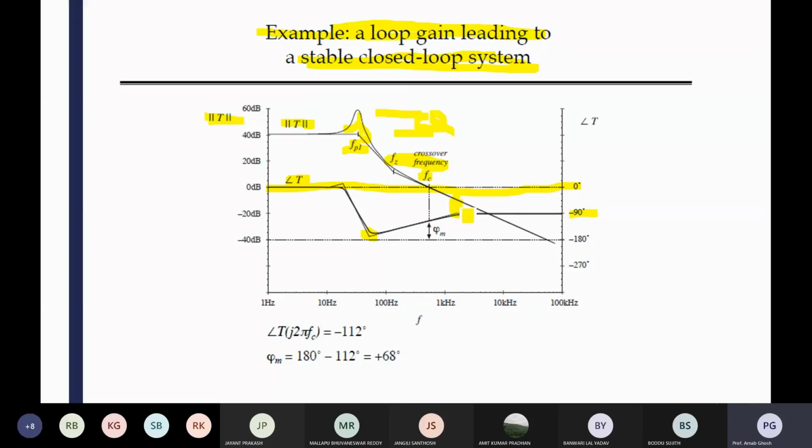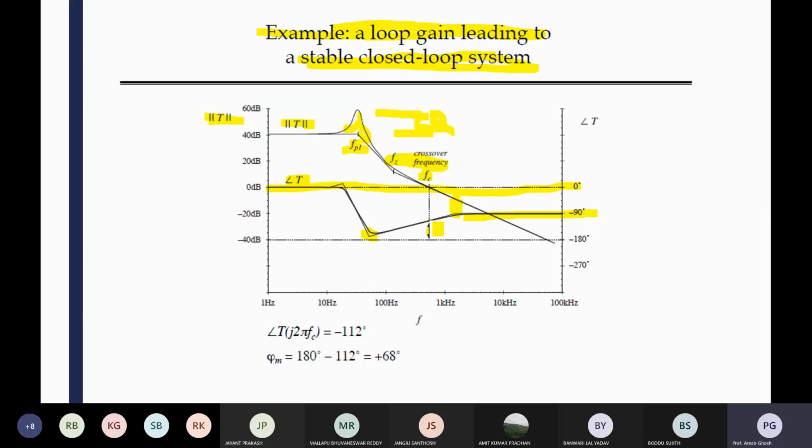Okay, that minus 180, how much value is there? That value is there. So it is coming minus 112. So phase margin is 68 degree. Okay, 68 degree means it is stable. Example of a stable system. Then you can go for that.